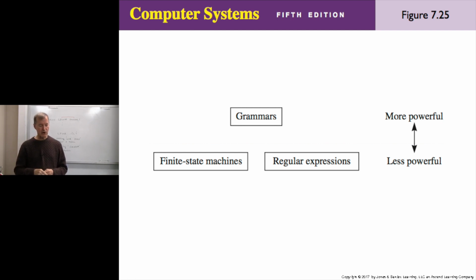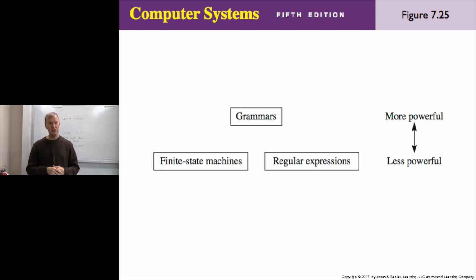Furthermore, you notice in figure 7.25 that finite state machines and regular expressions are at the same level. That is mathematically literal. When you take automata theory, you will see that for every finite state machine there is an equivalent what? A regular expression. And for every regular expression there is an equivalent finite state machine. So they are equal in power. But each of them is less powerful than a grammar. That's a super important concept that you should understand.